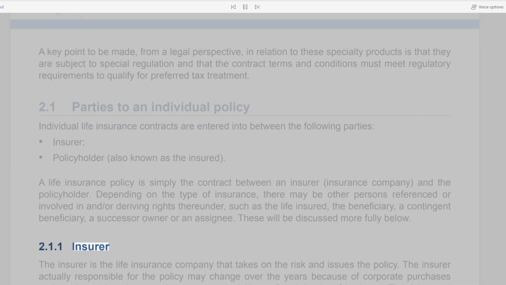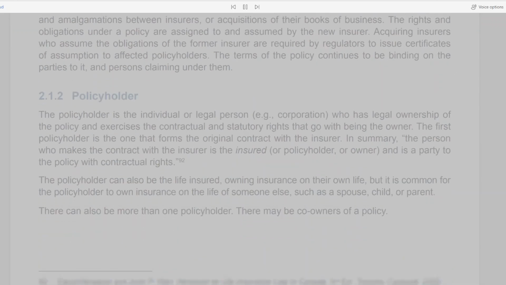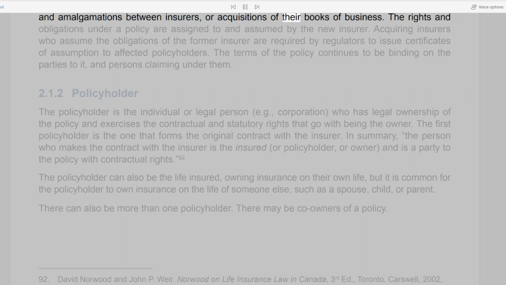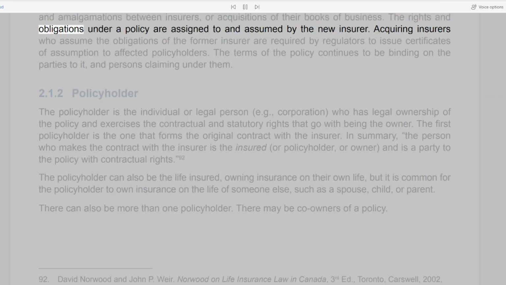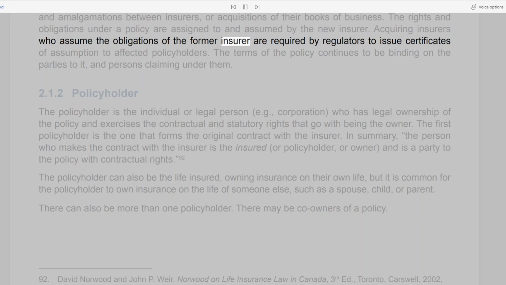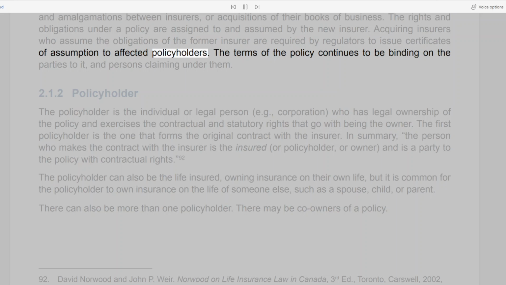2.1.1 Insurer. The insurer is the life insurance company that takes on the risk and issues the policy. The insurer actually responsible for the policy may change over the years because of corporate purchases and amalgamations between insurers or acquisitions of their books of business. The rights and obligations under a policy are assigned to and assumed by the new insurer. Acquiring insurers who assume the obligations of the former insurer are required by regulators to issue certificates of assumption to affected policyholders. The terms of the policy continue to be binding on the parties to it and persons claiming under them.